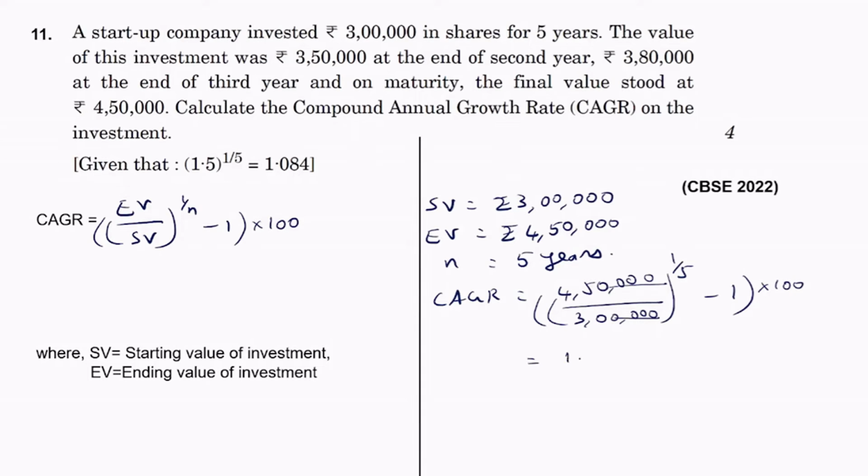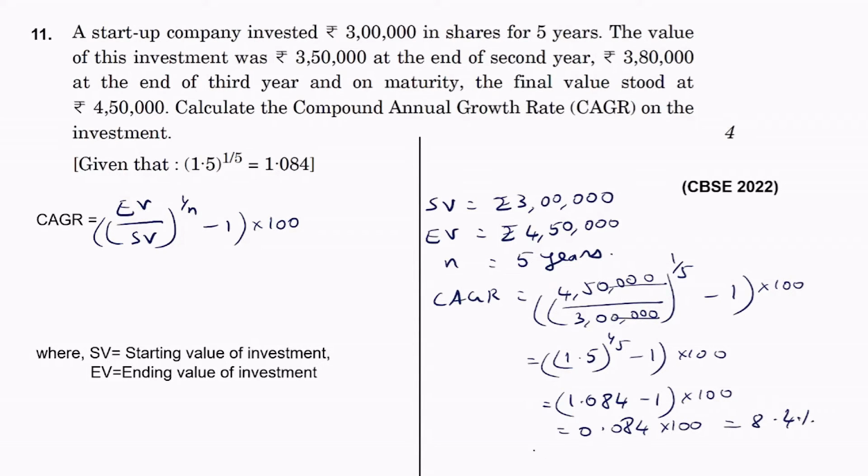So this is 1.5, the whole raised to 1 by 5 minus 1 into 100. 1.5, the whole raised to 1 by 5 is given in the question. It is 1.084 minus 1 into 100. So this is 0.084 into 100, which is 8.4%. Therefore, compound annual growth rate, it is equal to 8.4%. So this is the compound annual growth rate.